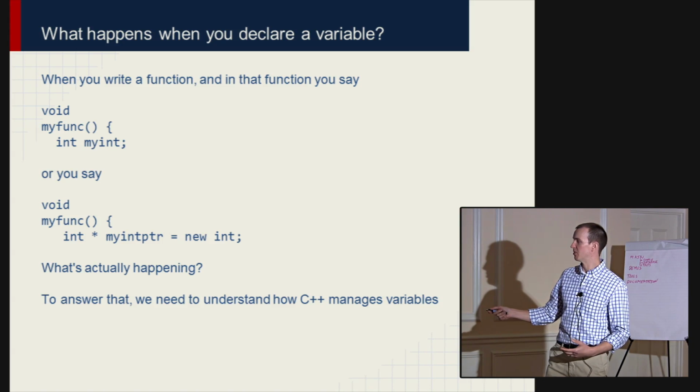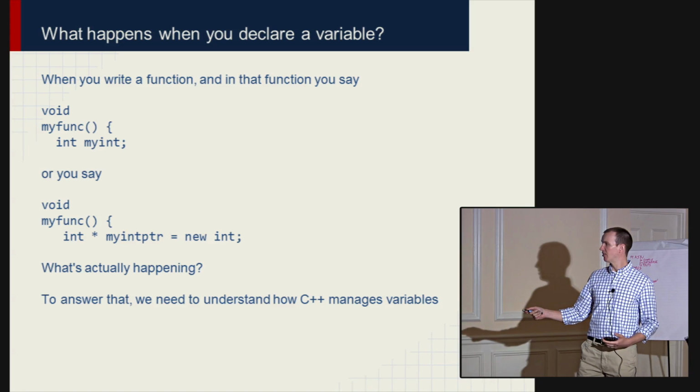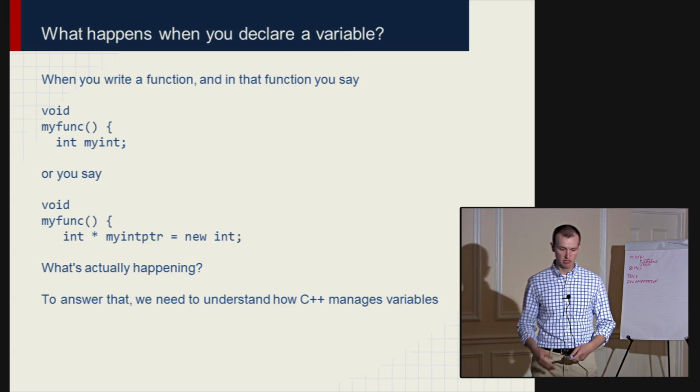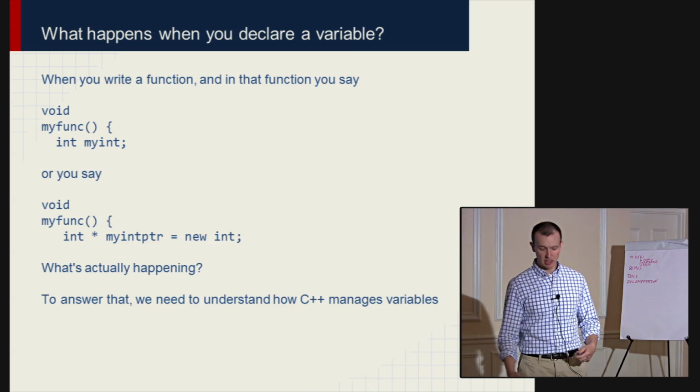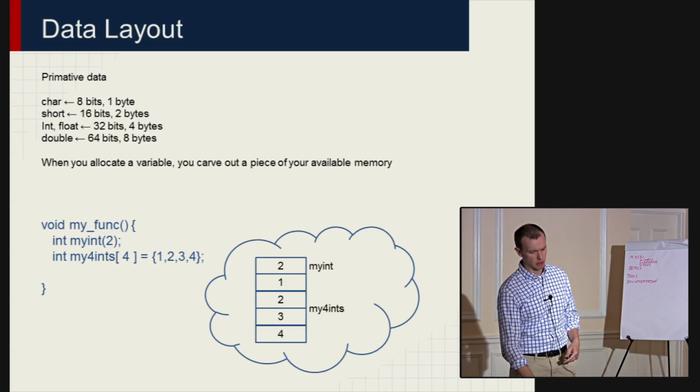Or let's say you have some different function, maybe it has the same name. And instead of having an int, you have an int pointer, and you say myPointer is equal to a new int. What's happening underneath the hood? In order to understand that, we need to understand how C++ manages variables.